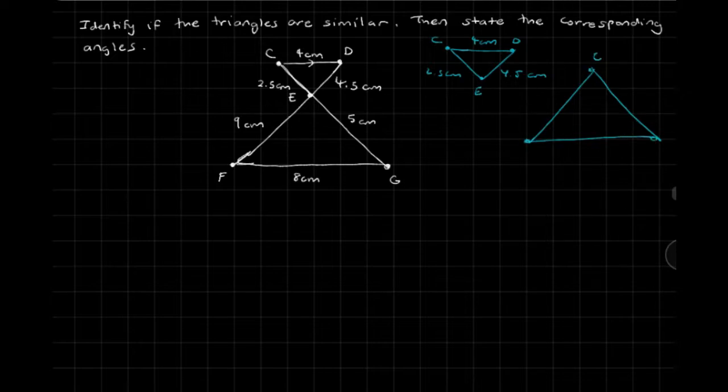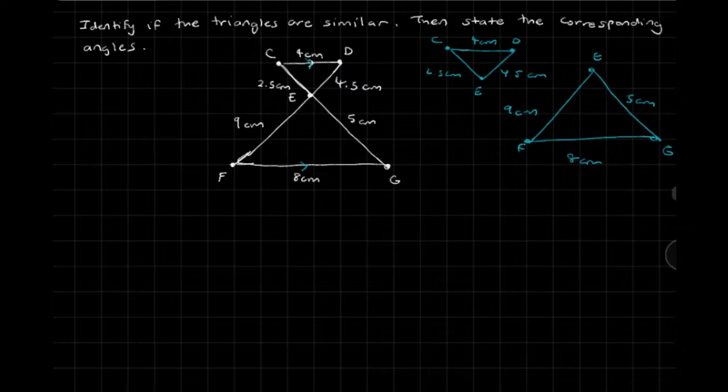Okay, and this is E, F, and G. So this continues from our point E. Okay, so this is 9 centimeters, this is 5 centimeters, and this is 8 centimeters. Okay, now we aren't actually given any angles that are measured, and we can assume that these two lines here are parallel. Okay, so assuming that the angles are the same, let's figure out if these are in fact similar, right?